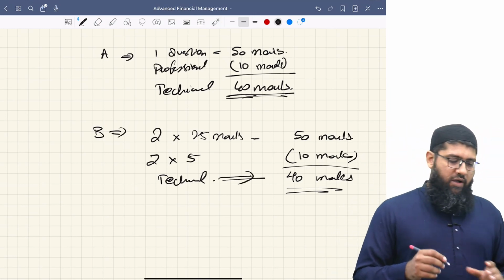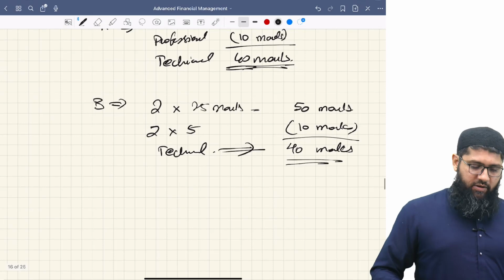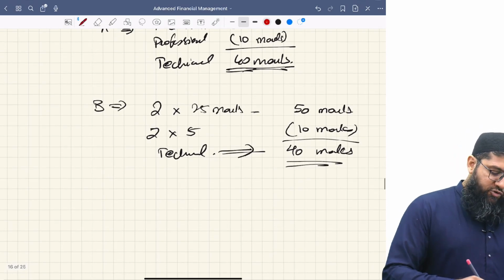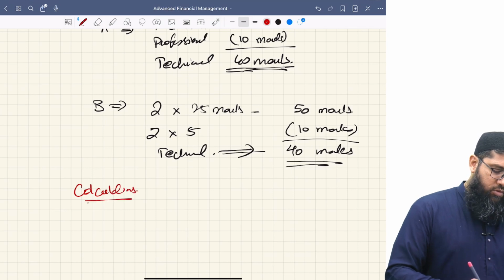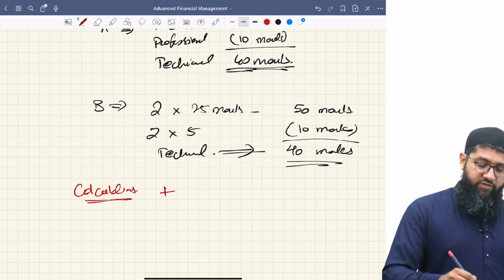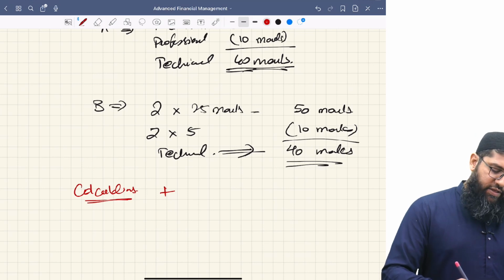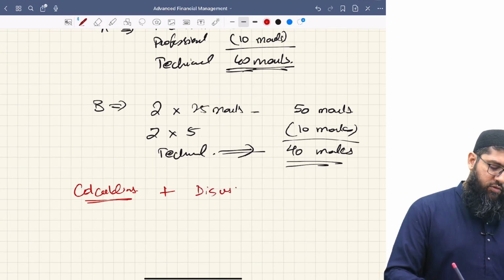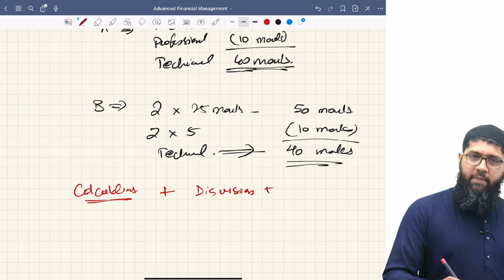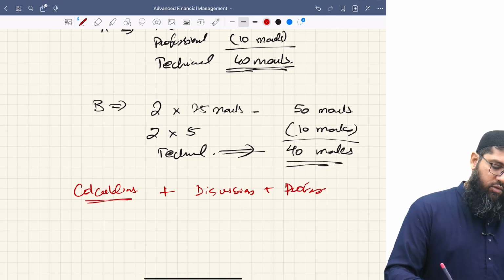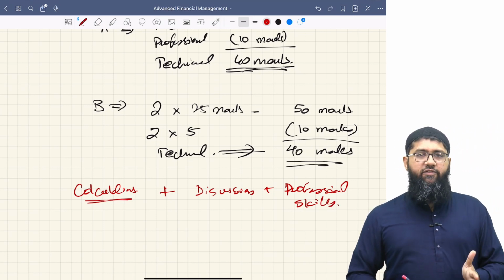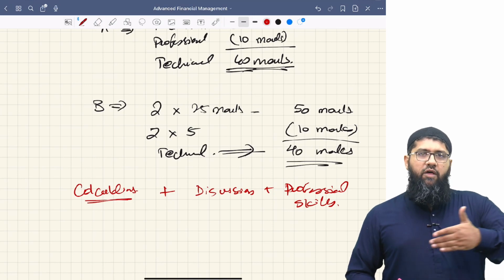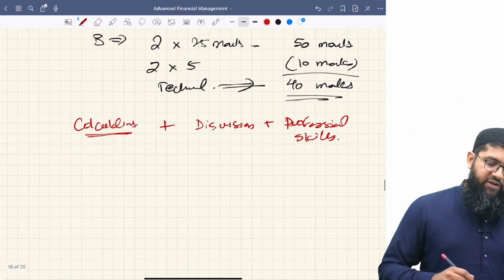The AFM syllabus is examined in such a manner that you don't just have to go for the calculations. In addition to the calculations, you have discussions that need to be made, plus you have to demonstrate your professional skills also. I repeat, the calculations plus the discussions plus the professional skills, all of this needs to be demonstrated. Now let's try to understand this.